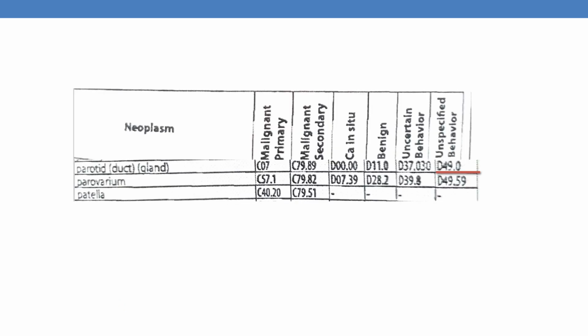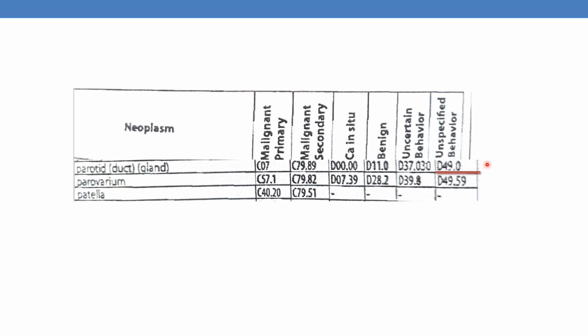Now coming to the ICD, it is a tumor of the parotid gland. The tumor is not mentioned as malignant or benign, so you need to go to the table of neoplasms. Under the table of neoplasms, you can find the headings: malignant primary, malignant secondary, cancer in situ, benign, uncertain behavior and unspecified behavior. If you go for parotid gland, you can find that they did not mention which type of tumor. So you need to go for unspecified behavior. Under parotid gland, for unspecified, the code is D49.0.